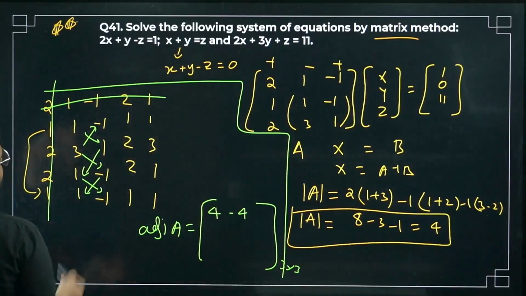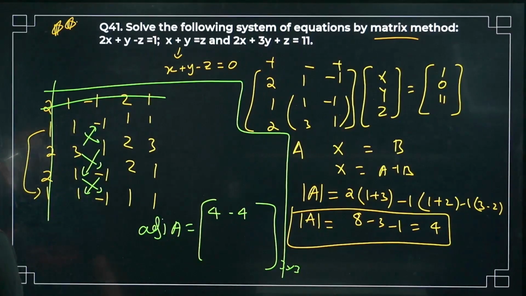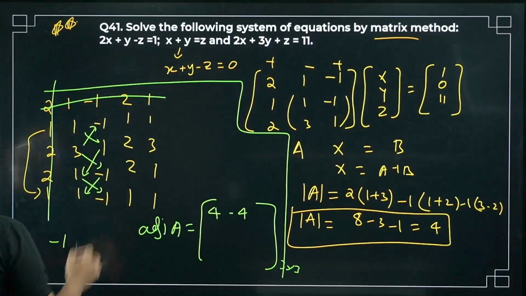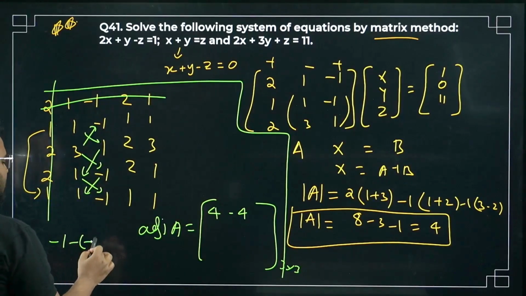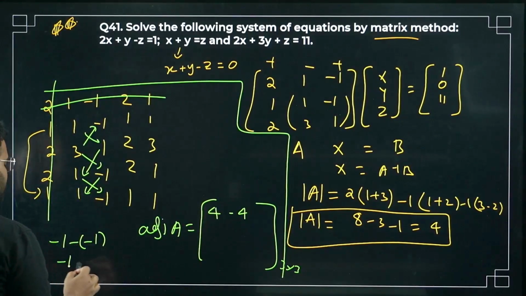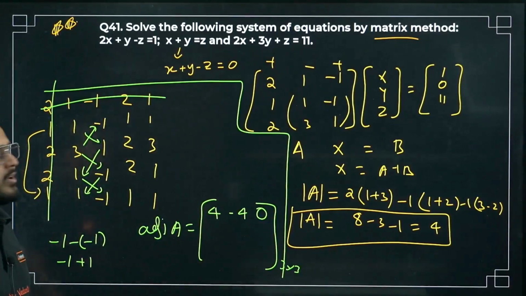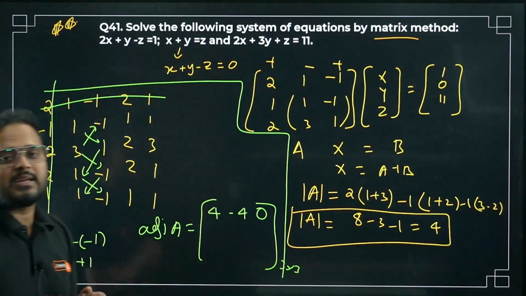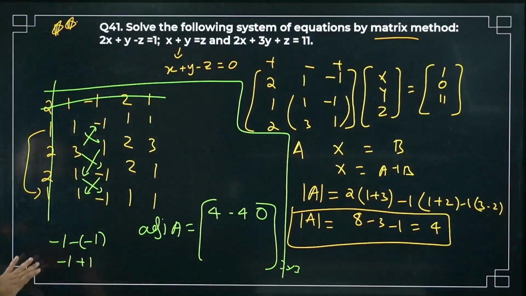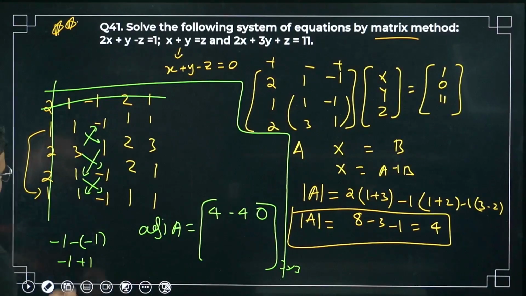Minus 1 into, this is what, 1 into minus 1 is minus 1, and then 1 into minus 1 is minus 1 plus. It will become plus, no, minus of minus 1, so plus 1. How much is that? Simply 0, sir. So my 4, minus 4 and 0 is my first row of adjoint. Is that clear? Okay, let's do the second row. Let's calculate the second row.